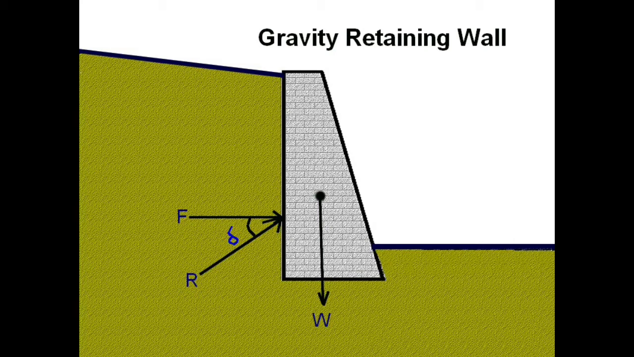Next point, it can be constructed from different materials such as concrete, stone and masonry unit. Next point, it is economical for height up to 3 meter. Crib retaining wall, gabion and beam retaining wall are also types of gravity retaining wall.